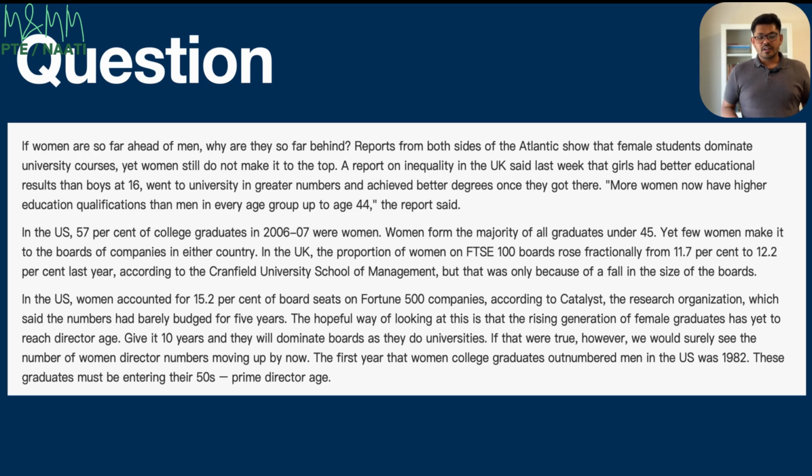So read the first sentence, again, for example, taking the US example, the number of years, this and this number of companies and all that. Try to read the full paragraph and you will find that there is only one point where you have some sort of indication that this is an important sentence. "We would surely see the number of women director numbers moving up by now." Surely see means they are claiming this will happen. Important. Rest everything is again reports said, according to this, examples and all those things.